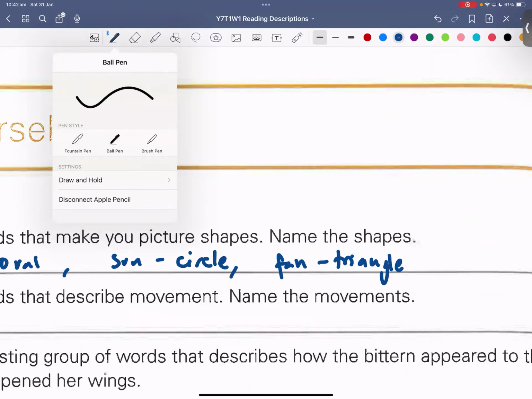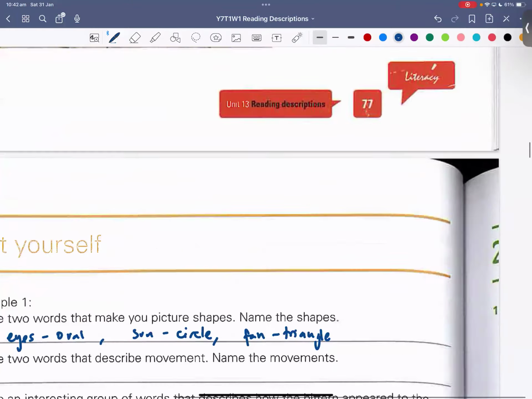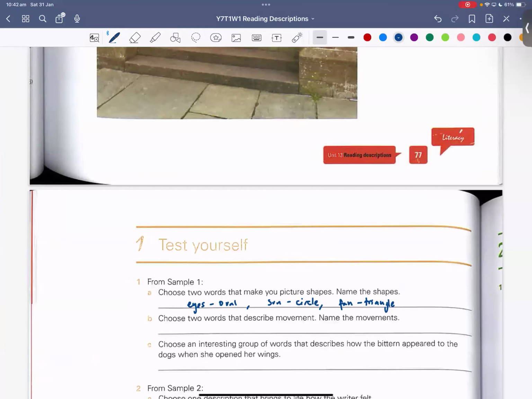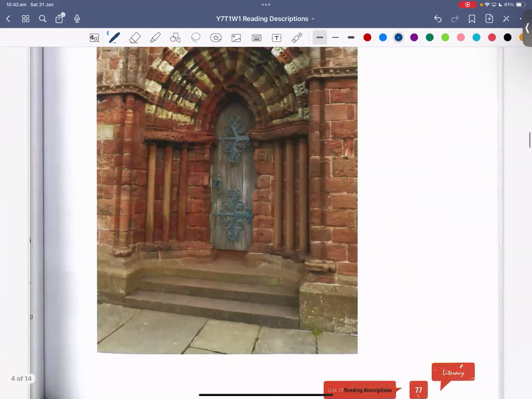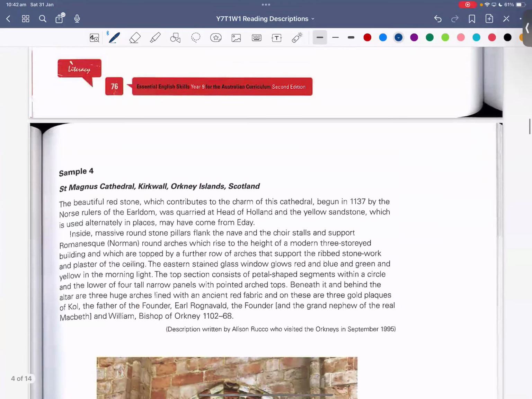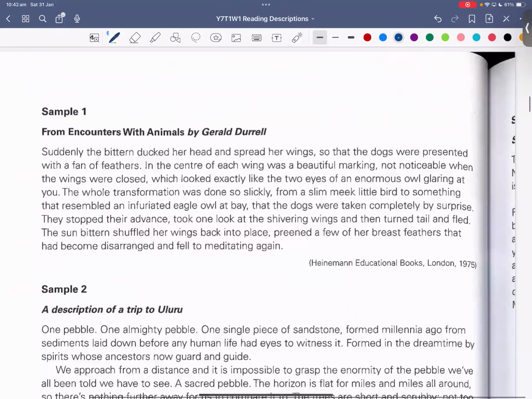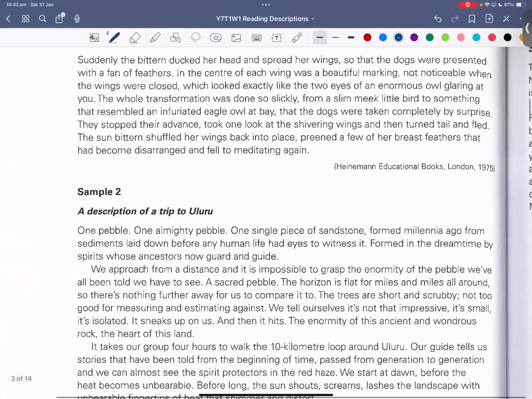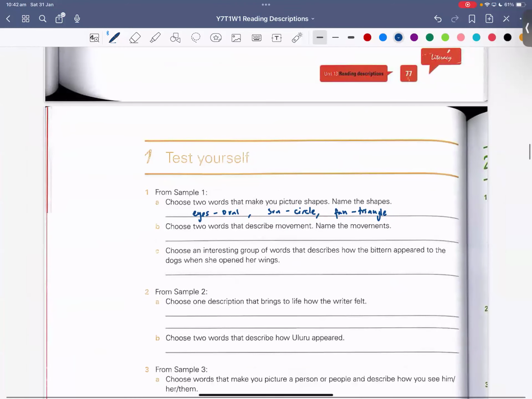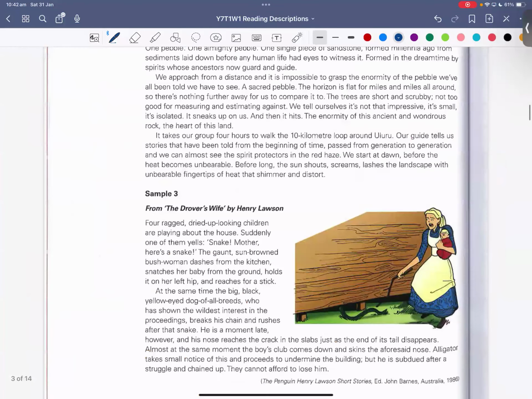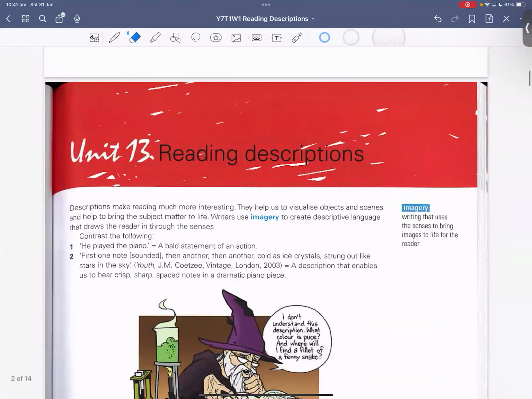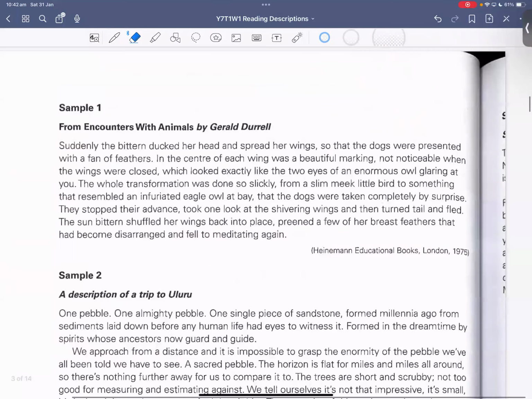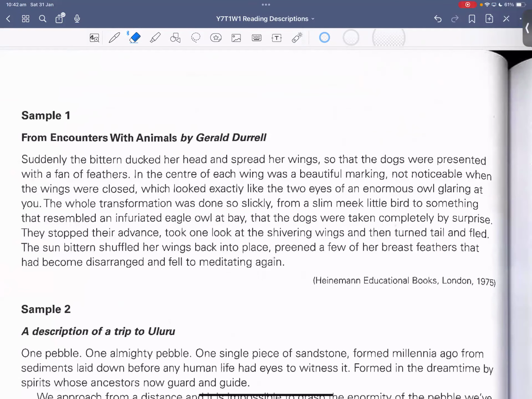For now, you can just observe my screen, and then when you get your booklets, you can write it down. Okay. But for now, just pay good attention to what we're doing right now. The next question: choose 2 words that describe movement. Movement. Slickly is actually an adverb, so that describes the movement. But what about the actual movement?